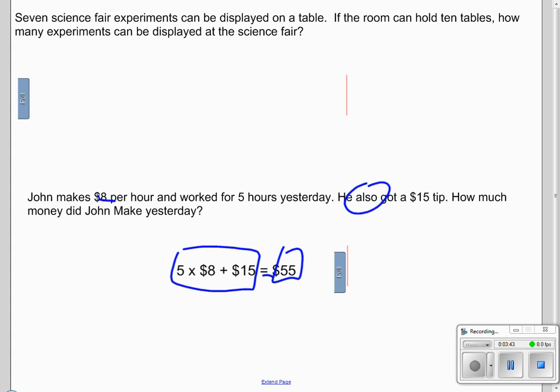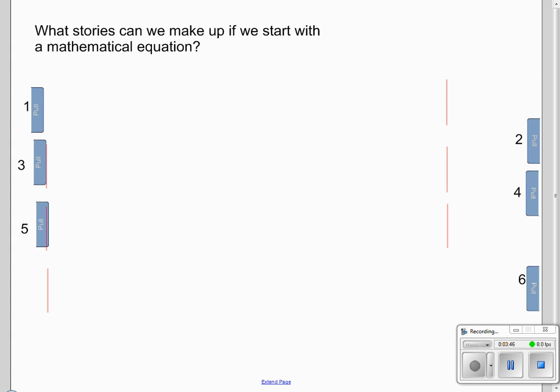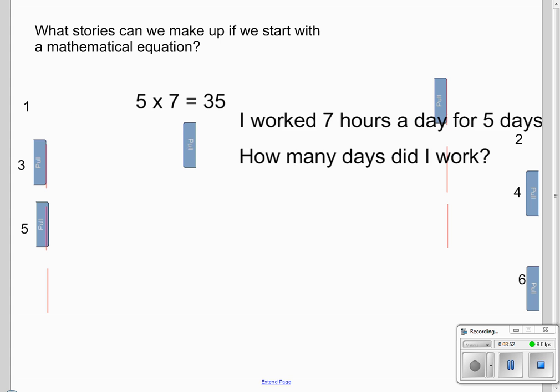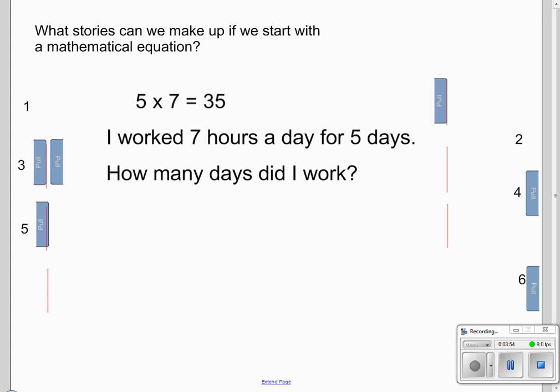All right, then the next thing is turning mathematical equations into word problems. So let's say we have 5 times 7 equals 35. Well, what could that be? Well, for one example, I worked 7 hours a day for 5 days. That should say how many hours did I work? There's always got to be one mistake, just to make it interesting. All right, how many hours did I work? I worked 7 hours a day for 5 days. How many hours did I work? So 7 hours a day times 5 days is 35 hours.